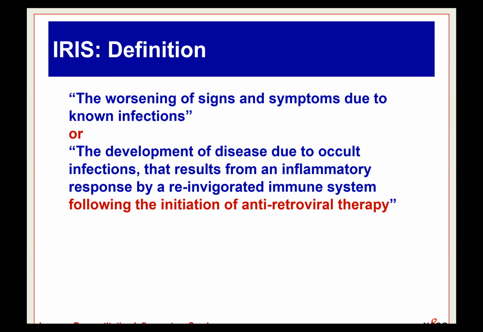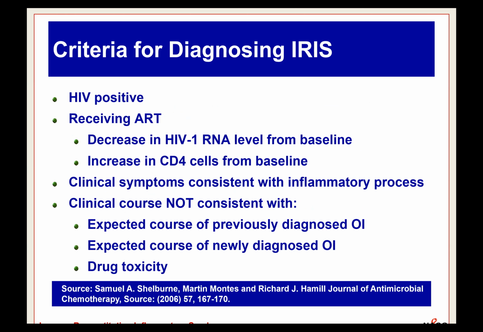So that is how IRIS is defined: worsening of signs and symptoms or appearance of new signs and symptoms after initiation of ART. That "after initiation of ART" is important because only that can define a sign or marker for immune reconstitution. Indirect markers like CD4 are again a marker to define the reinvigorated immune system, and the relationship with viral load suppression itself is one of the criteria which can be used for diagnosing IRIS.